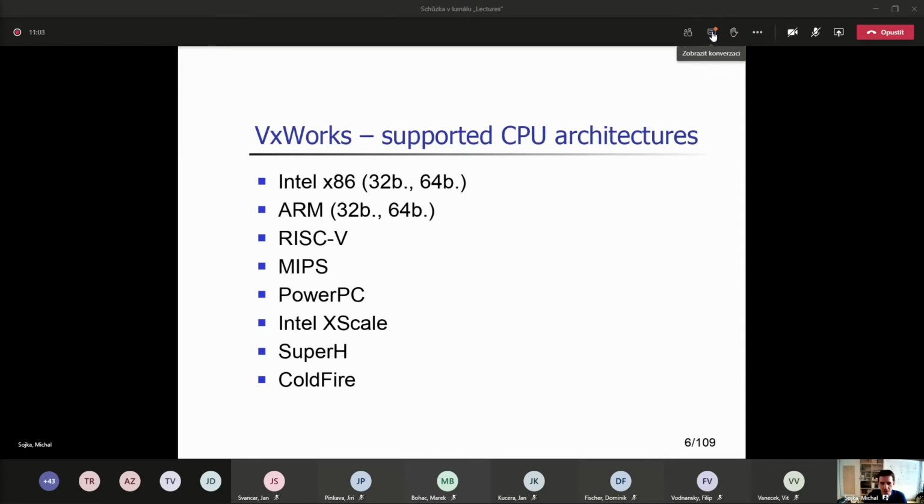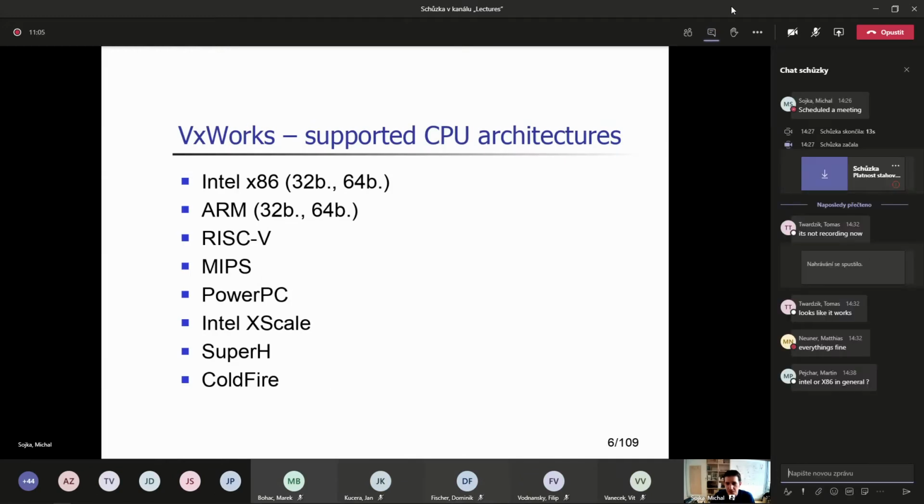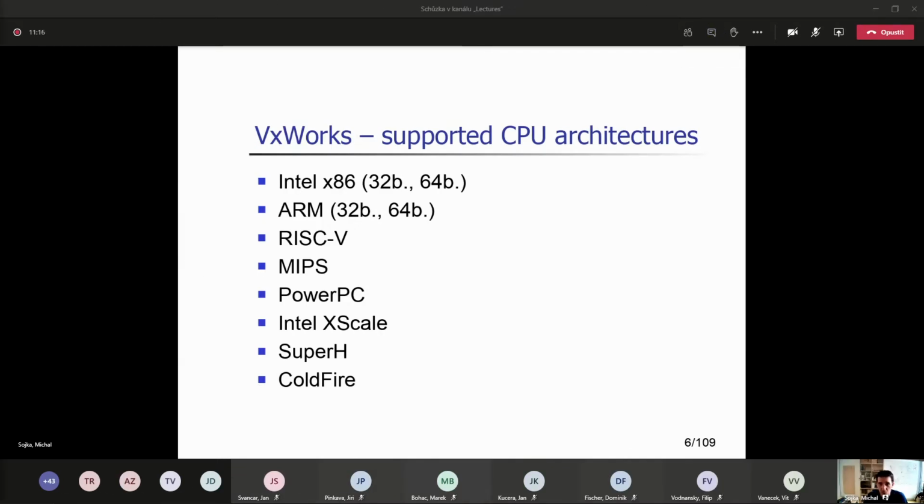Yeah, so Intel, what do you mean by Intel? It's x86, but in the past there was, for example, the Intel X-Scale architecture, which is like 15, 20 years old. So this is also supported, or at least was. I don't know whether this architecture is supported by somebody.